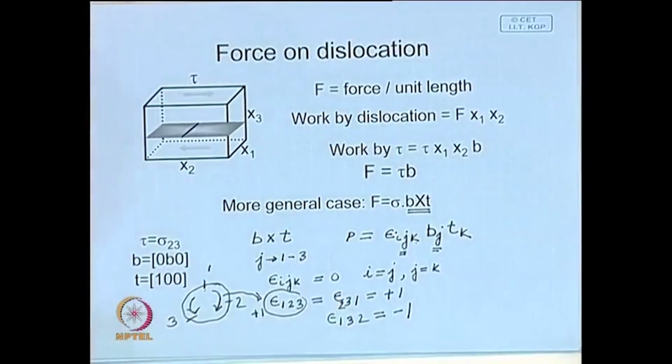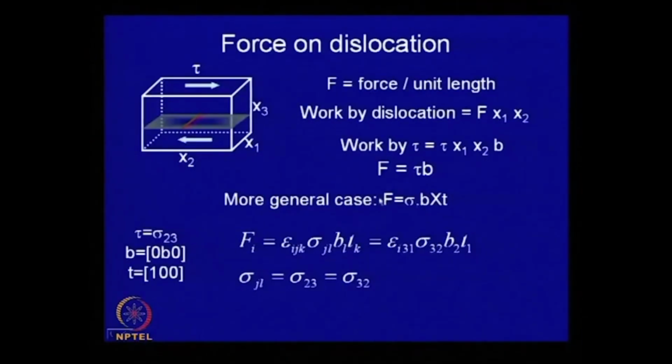Now, with this, if we apply that here, this product sigma dot B cross T will be represented as F i, the ith component of the force. It can have 3 components along 3 directions, x 1, x 2 and x 3. So i represents that component, and this is equal to epsilon i j k, a tensor of third rank, then sigma j l.